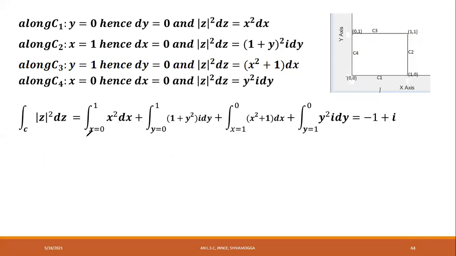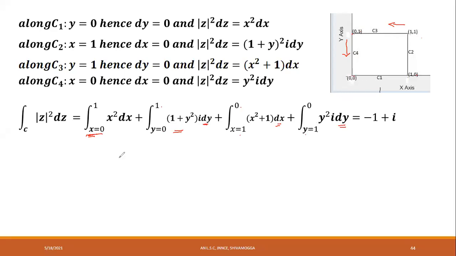See the limits. Along C1, x takes values from 0 to 1. Along C2, the integration is with respect to y, and y takes values from 0 to 1. Along C3, the integration is with respect to x, and x takes values from 1 to 0. Along C4, this is the direction of C4, the integration is with respect to y, and y takes values from 1 to 0.